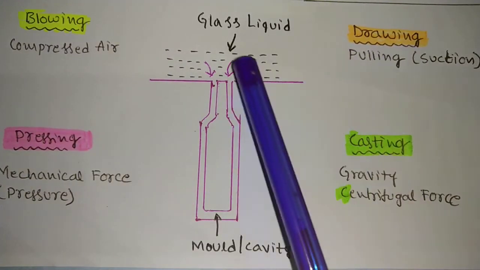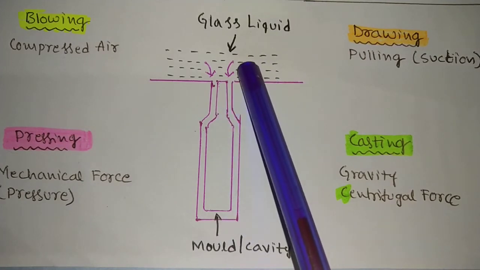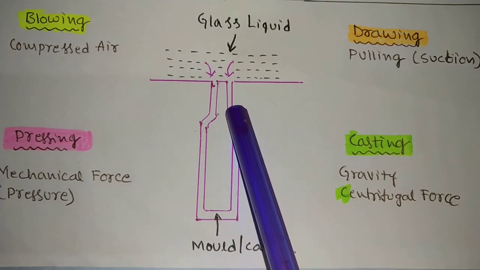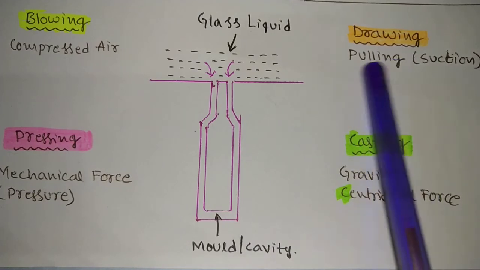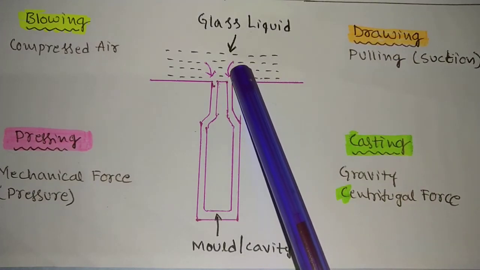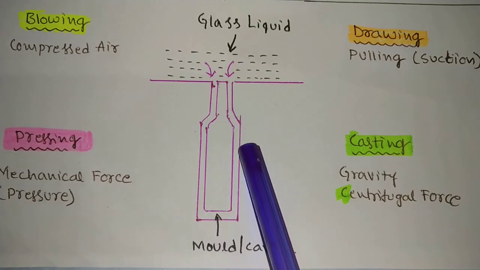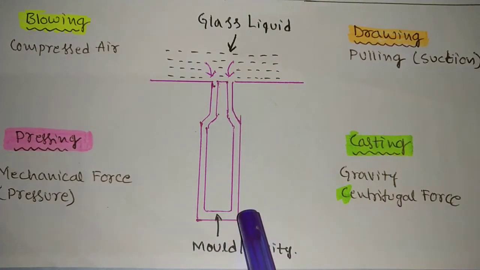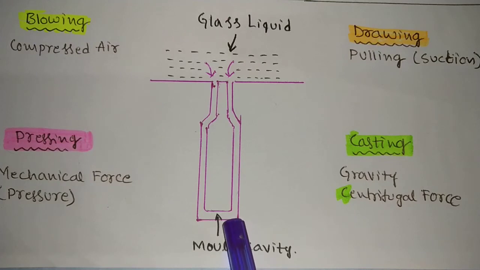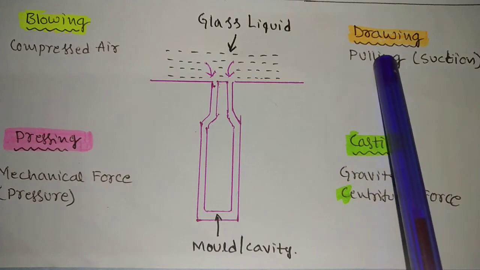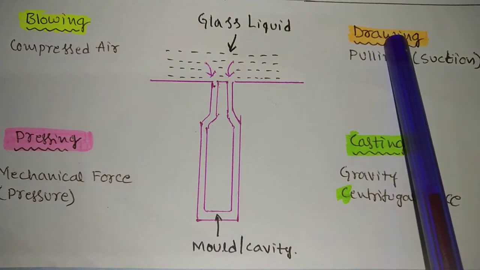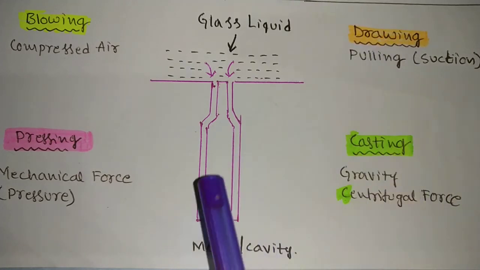And here we can see drawing. You have to draw the liquid into the cavity. You have to pull. This is also called pulling. You have to pull the glass liquid into the cavity. That is suction. We can use a small suction here so that you can pull the glass liquid in. That type is called drawing. This has also appeared in the question paper.